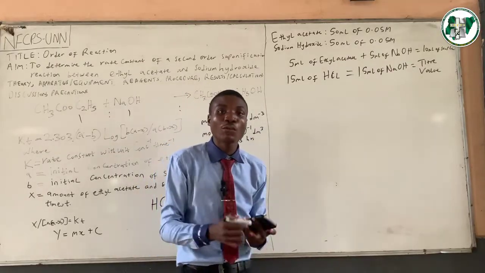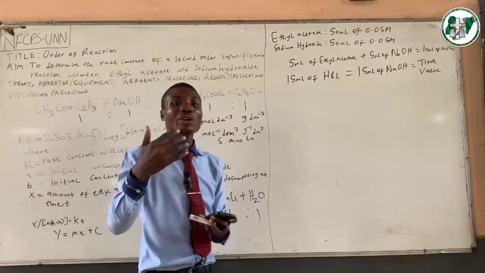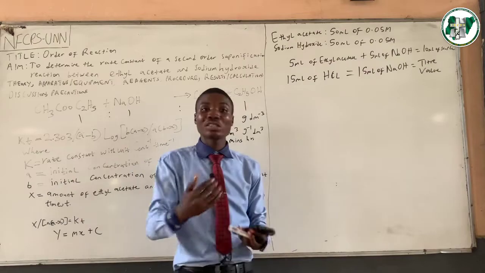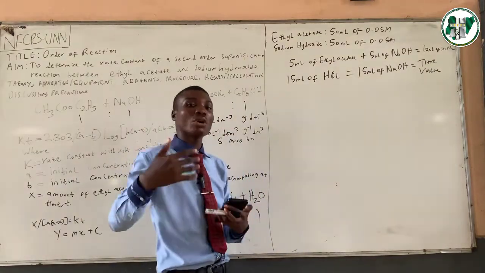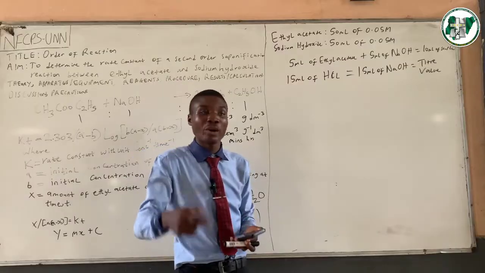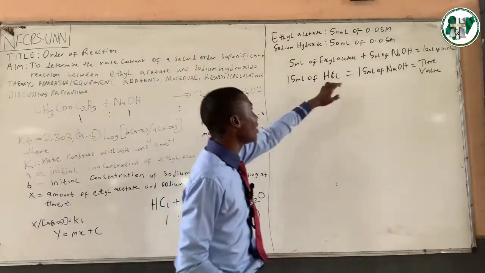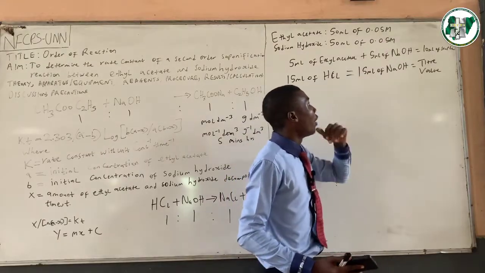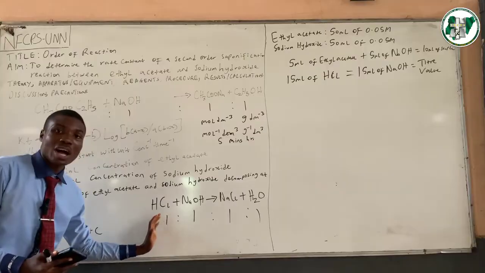But looking at your conical flask, you can't tell how many ml of HCl is contained there. So what you have to do is to titrate. That's why the procedure says you have to titrate with sodium hydroxide in the presence of methyl orange indicator so that you can get your endpoint. And then you titrate with sodium hydroxide, which has the same concentration, and the reaction is 1:1.